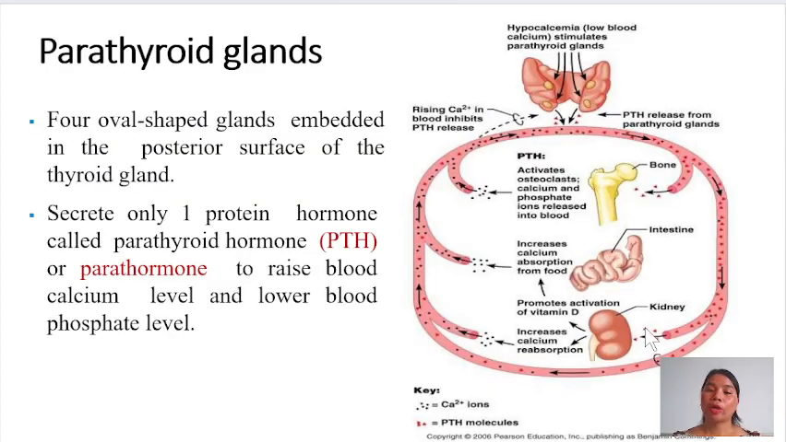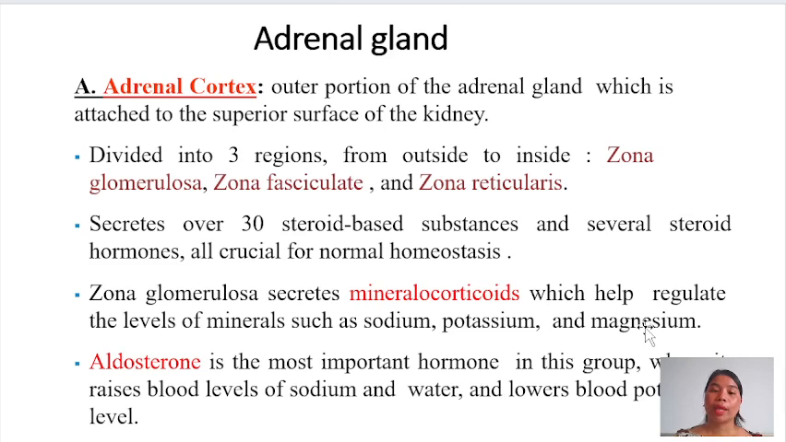Next, parathyroid glands. The parathyroid glands consist of 4 oval shaped glands embedded in the posterior surface of the thyroid gland. So these parathyroid glands are present together with the thyroid gland. The parathyroid glands secrete only one protein hormone called parathyroid hormone or parathormone to raise the blood calcium level and lower the blood phosphate levels. Next is the adrenal gland. The adrenal gland is divided into 2 parts, that is adrenal cortex and adrenal medulla.